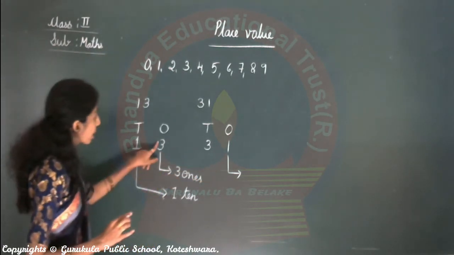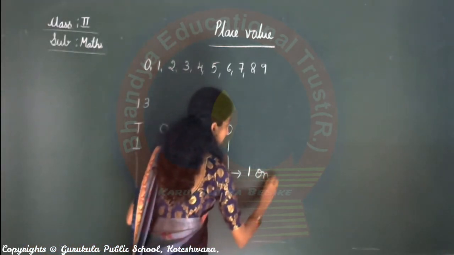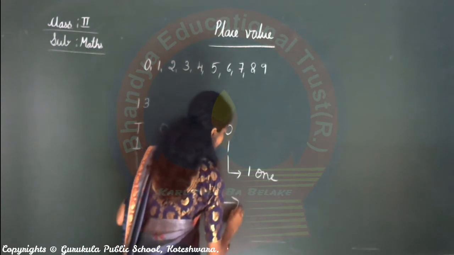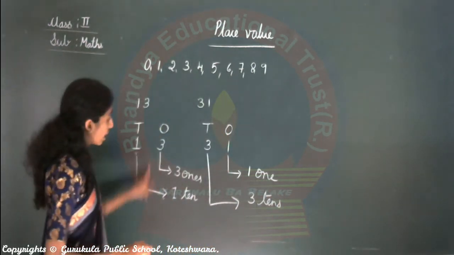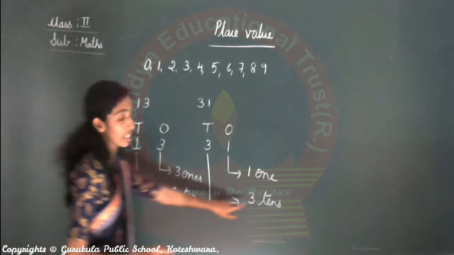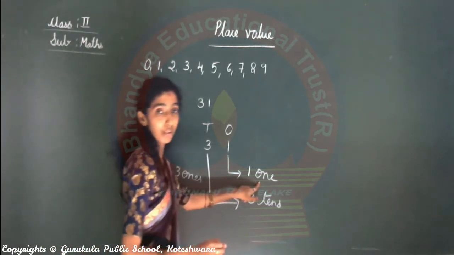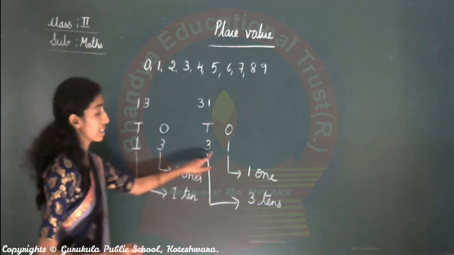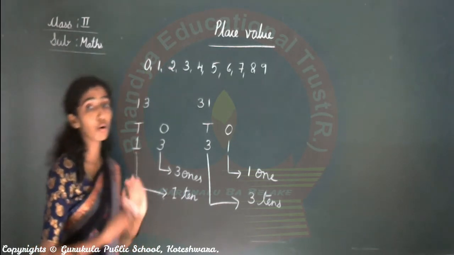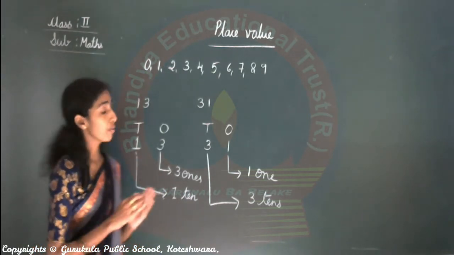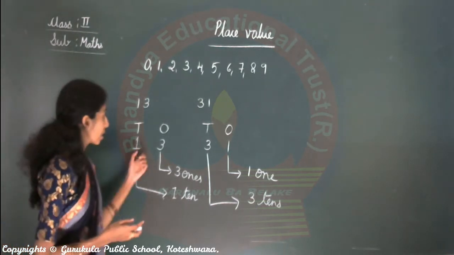Now you see here, 3 is 3 ones, but here 1 is 1 one. But here 3 is 3 tens. See here, 3 is 3 ones, but here 3 is 3 tens. Here 1 is 1 ten, but here 1 is 1 one. Means it is 13, it is 13. Like that we can use these digits to form different numbers, but the place value of the number is different.